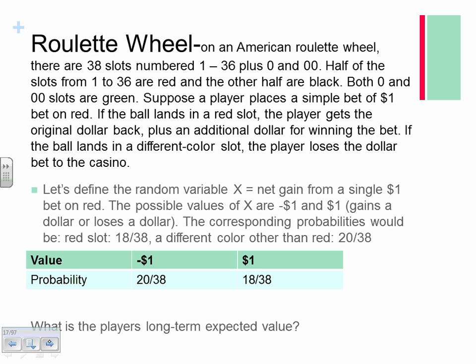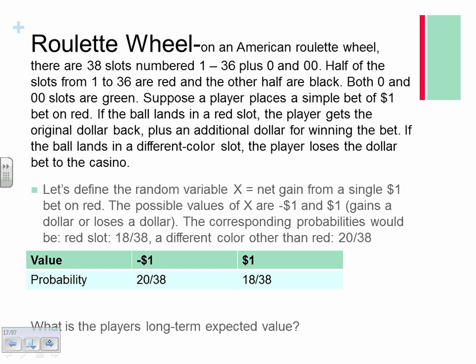All right, so let's look at this roulette wheel. On an American roulette wheel, there are 38 slots numbered 1 through 36, plus 0 and double 0. Half of the slots from 1 to 36 are red and the other half are black. Both 0 and double 0 slots are green. Suppose a player places a simple bet of $1 on red. If the ball lands on a red slot, the player gets the original dollar back plus an additional dollar. If the ball lands on a different color slot, the player loses the dollar.